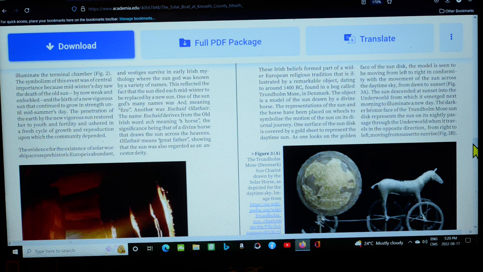The symbolism of this event, i.e. the winter solstice, was of central importance because Midwinter's Day saw the death of the old sun, by now weak and enfeebled, and the birth of a new vigorous sun that continued to grow in strength until Midsummer's Day. The penetration of the earth by the new vigorous sun restored her to youth and fertility and ushered in a fresh cycle of growth and reproduction upon which the community depended.